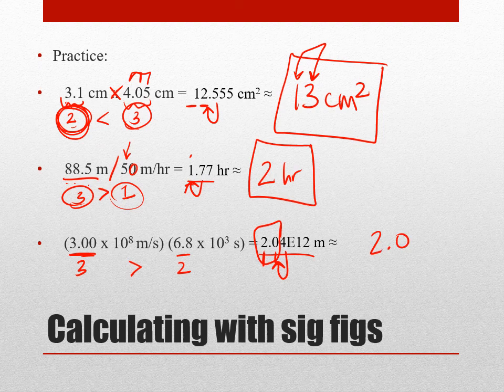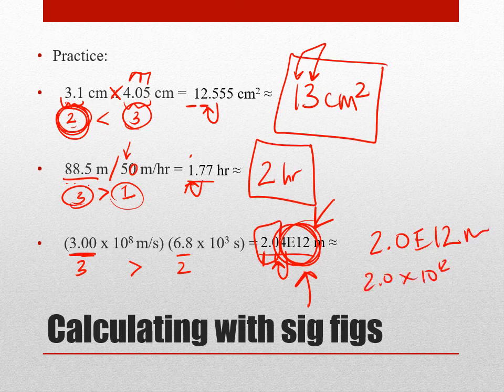Crazy important thing when we're working with scientific notation, do not forget your exponent. So it's going to be 2.0, and you can write E12 meters, or you can do 2.0 times 10 to the 12th meters. Good? Don't lose your exponents.